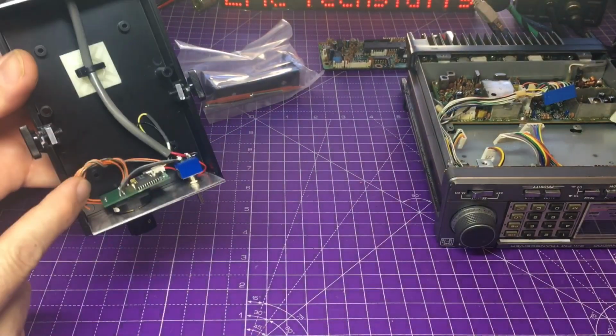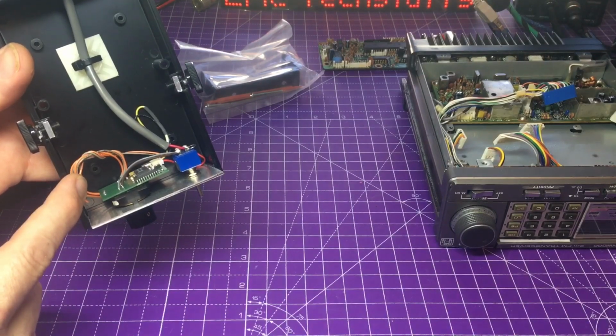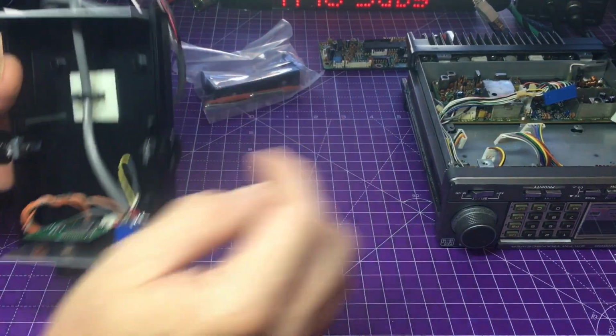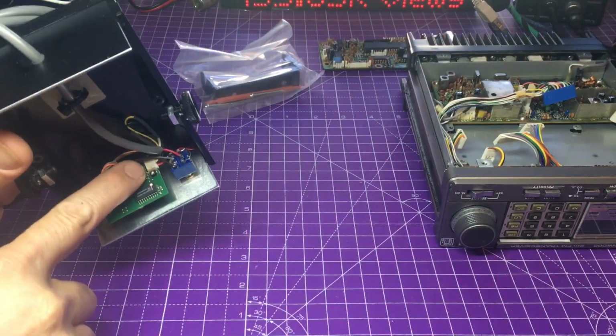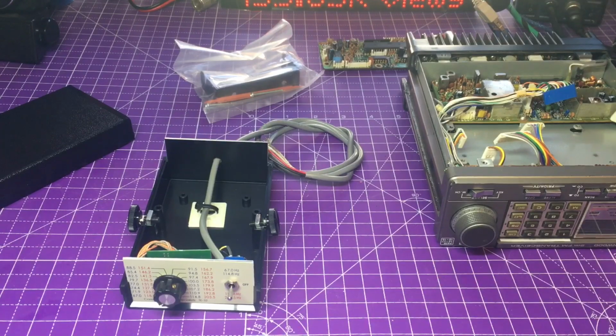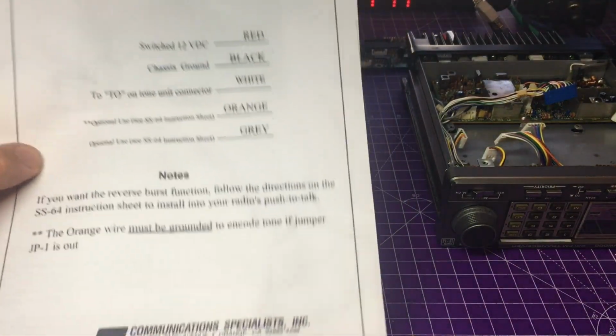It does have the gray, the tone burst option, the gray and orange there. The audio, which is actually now going to be our white. You can see that coming off of this board here. And I did look up some instructions on how to possibly connect this up. So we're going to take a look at all that.